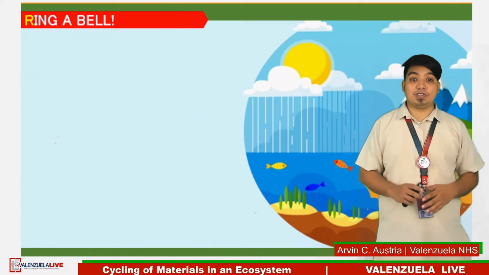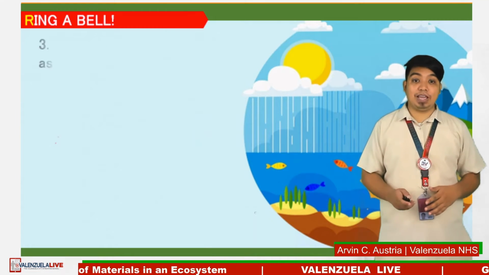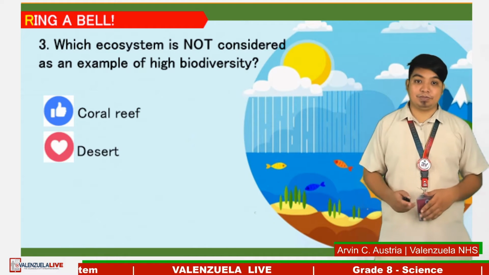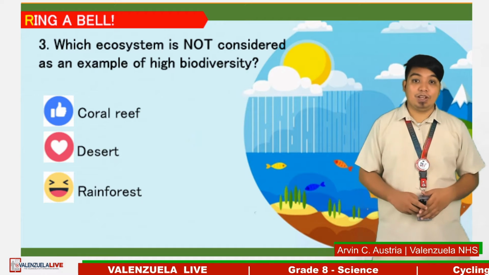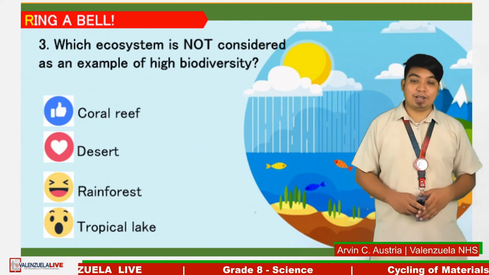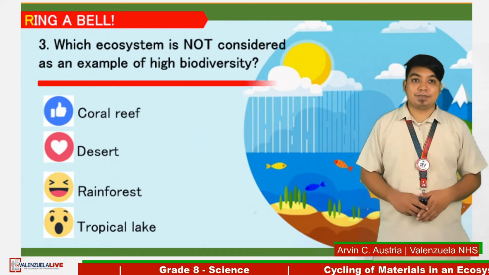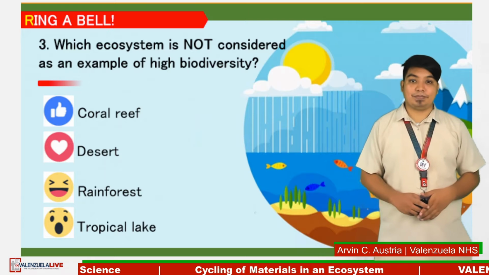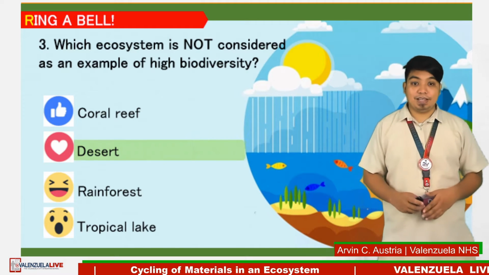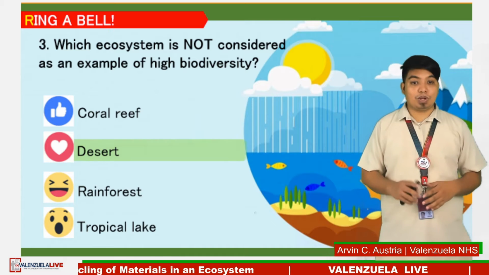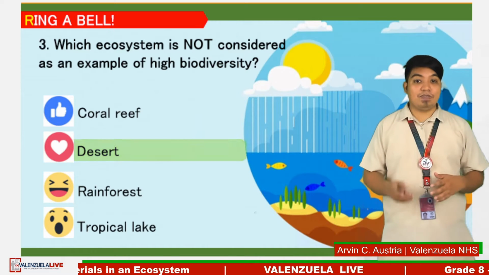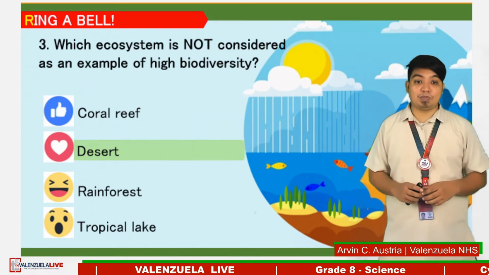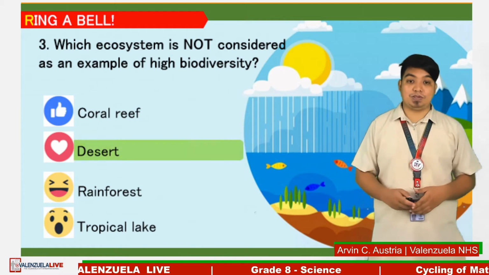Which ecosystem is not considered as an example of high biodiversity? Is it coral reef, desert, rainforest, tropical lake? 5 seconds. The correct answer is desert. Remember that the more water source in an ecosystem, the more varied species will be. In the case of the desert, it had the least amount of water supply, among the given options.